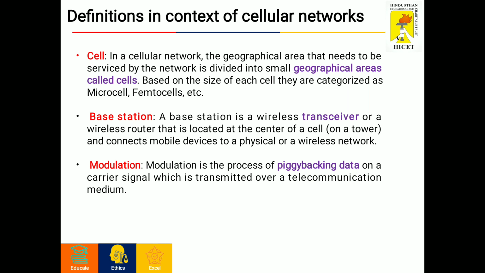When we come across the base station, a base station is a wireless transceiver. A transmitter is there and a receiver is also there; the transmitter and receiver combined is called a transceiver. It is used for transmission and reception. A base station is also called a wireless router, located at the center of the cell on a tower, and it connects the mobile devices to the physical or wireless network.